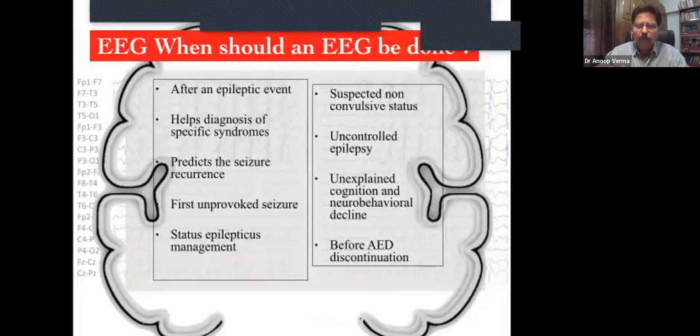Regarding the indication, why do you want to order an EEG? Yes, to confirm that this abnormal movement the child is exhibiting is not a non-epileptic event. It helps in specifying the syndrome, as we have discussed that there are so many very classical electroclinical syndromes. Then we have to predict the seizure recurrence, we have first unprovoked seizure, we have status epilepticus management, and so on. These are the classical indications where we perform the EEG.